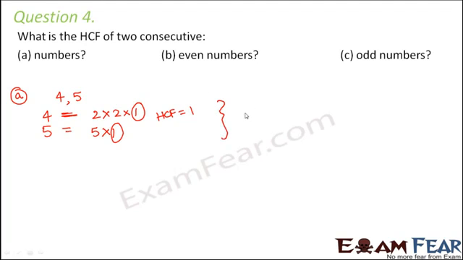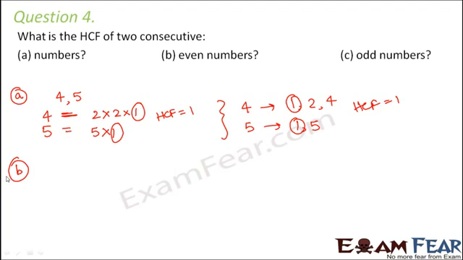So even if you do it by the other process, let us talk about 4. So what are the factors of 4? 1, 2 and 4. What are the factors of 5? 1 and 5. So which is a common factor? 1. So which is the highest common factor? It is 1. So by both the methods you see that HCF of two consecutive numbers, whether it is 4, 5, whether it is 15, 16 or it is 99, 100, for any two consecutive numbers their HCF will always be 1.